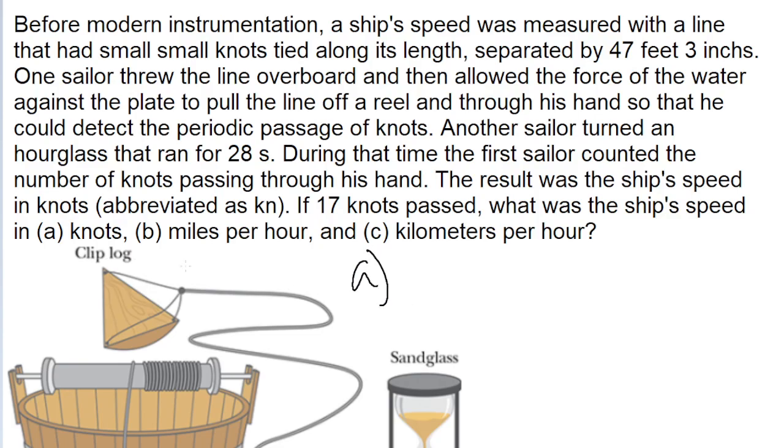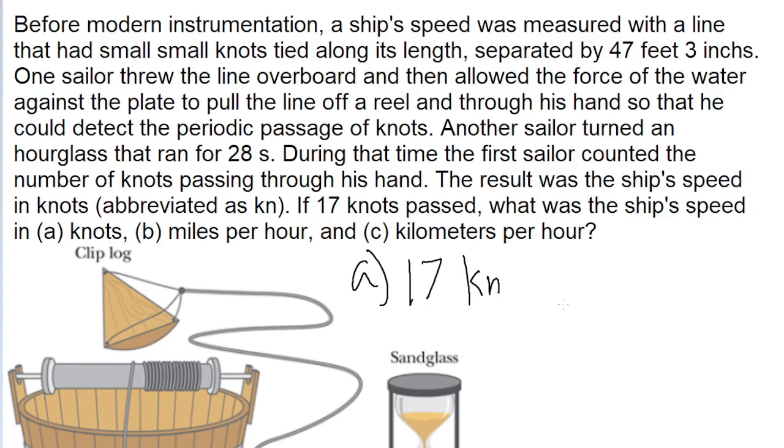Now here's the thing. The problem explicitly tells us that the ship's speed in knots is the same thing as the number of knots that passed through the sailor's hand as the rope was turning against the wheel, against the water. And then we're explicitly told that 17 knots have passed. So that means the speed of the ship is 17 knots, and that is the answer to part A. We don't need to do any other math. If 17 knots pass, then the ship has a speed of 17 knots.